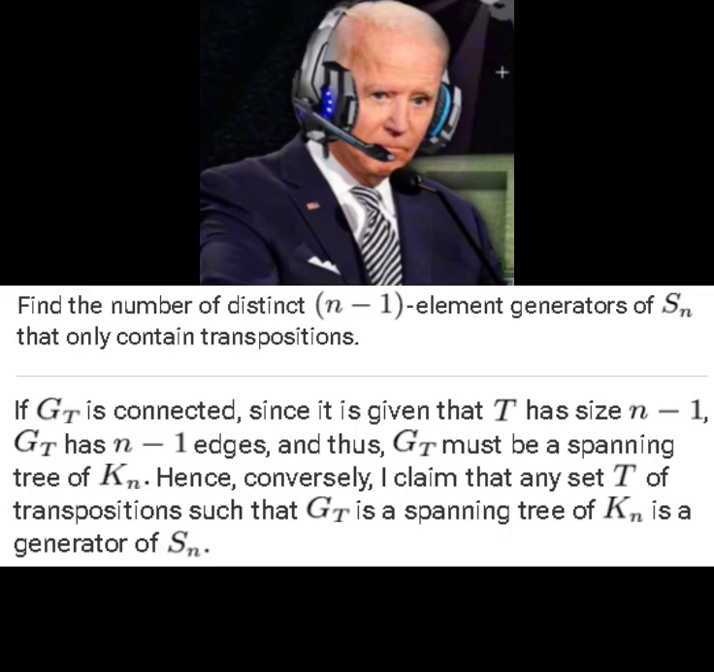Note that quite conveniently, since the remaining graphs are all connected and are also given to have exactly n-1 edges by our construction of G sub T, they can only be spanning trees of the complete graph on n vertices. This is equivalent to the other definition of trees, a connected graph without cycles.